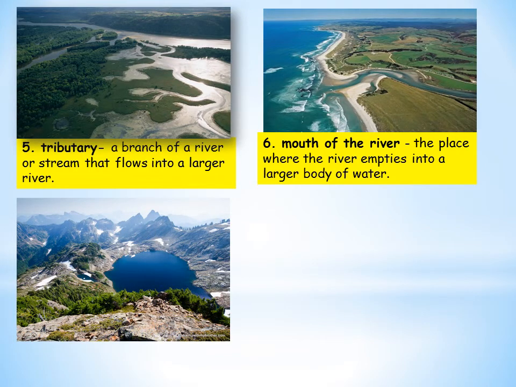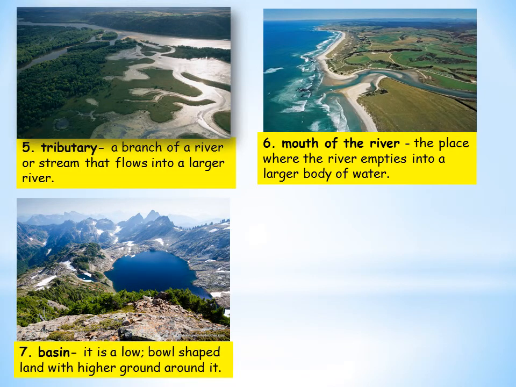Okay, and number 7, look at this beautiful picture here. And it is called basin. It is a low, bowl-shaped land with higher ground around it. Have you seen one for real?